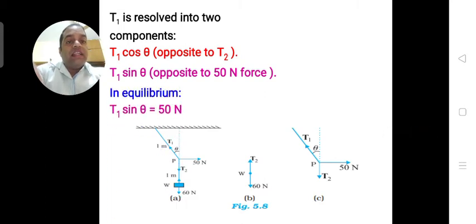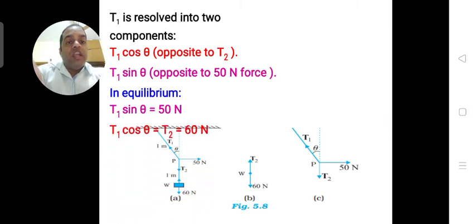T1 sin theta, as in equilibrium this system is moving nowhere. So T1 sin theta is towards left and 50 Newton is towards right. So both the forces will balance each other. So T1 sin theta is equal to 50 Newton.